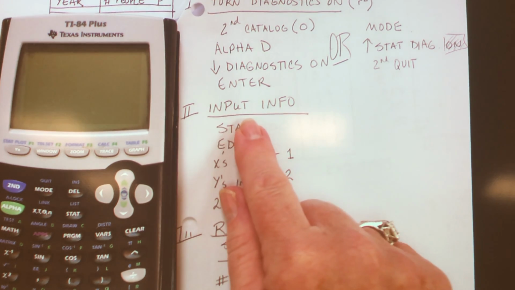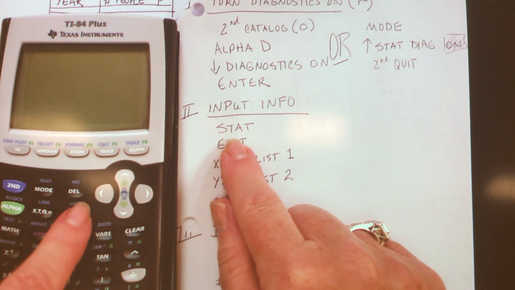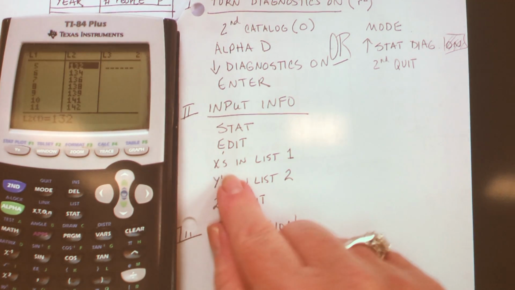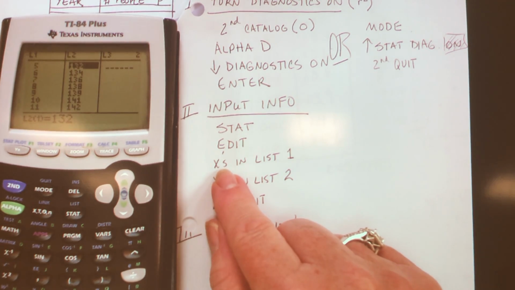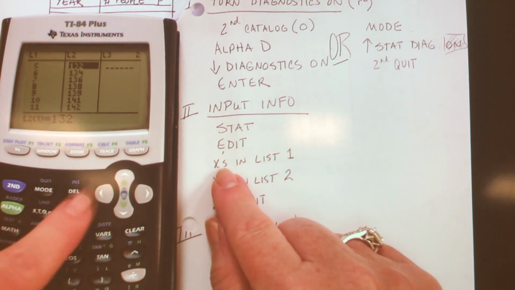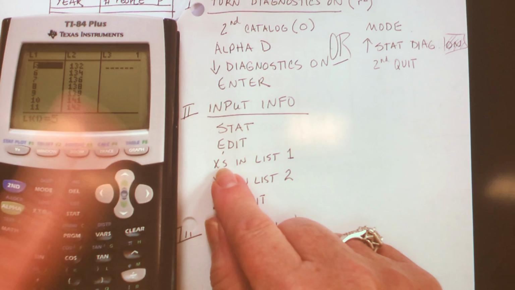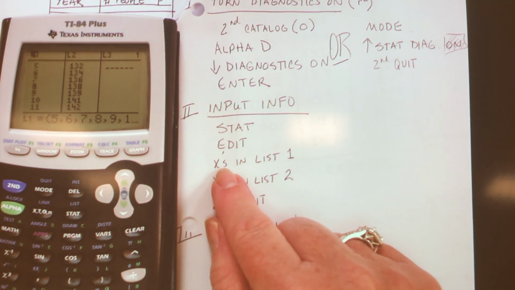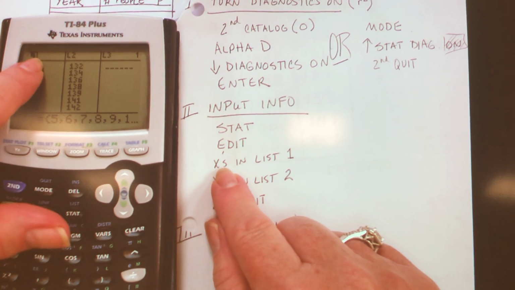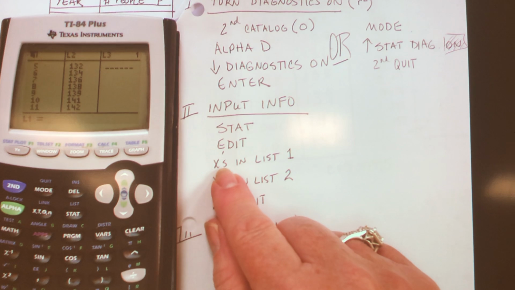Now I'm going to put my information in. So I go stat. I'm already on edit. I'm going to put my X's in list 1 and my Y's in list 2. I'm going to leave my Y's in list 2 because I've already done that. But I'm going to show you this. Okay, I'll clear these out because they'll be easy to put back in. If you have a list and you need to clear it out, you go up on the top and then you press clear and enter. And it will clear the whole list out.